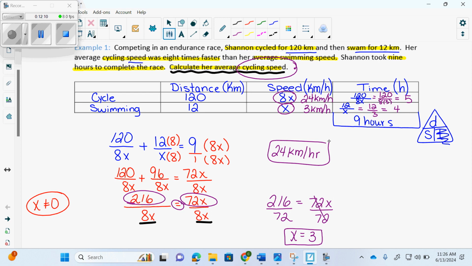What do I need to do? Write a sentence. What is her name? Shannon. Shannon's average cycling speed was 24 kilometers per hour.